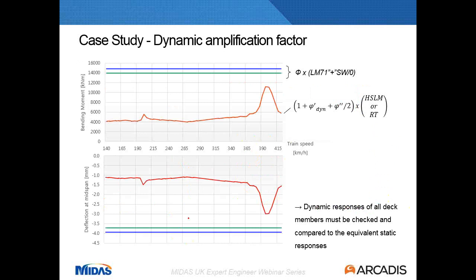You also need to check other outputs like every force and deflection that you need to check your bridge. You have to check your dynamic results and see if they are more onerous than your static load case. So what you can do is plot the dynamic results against speeds like this. This is the bending moment at midspan.